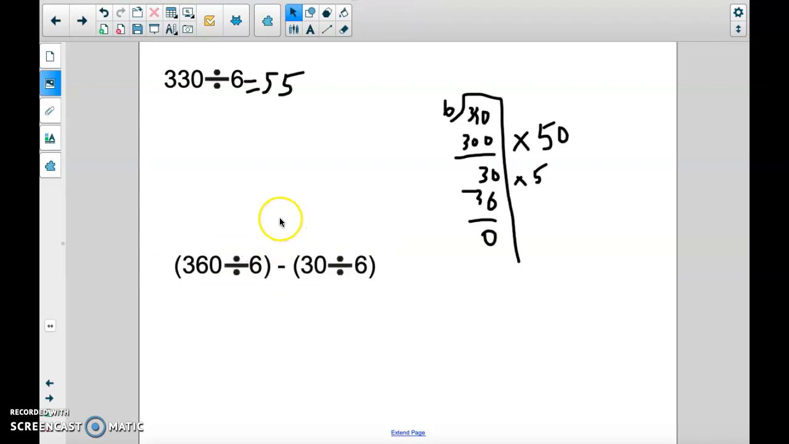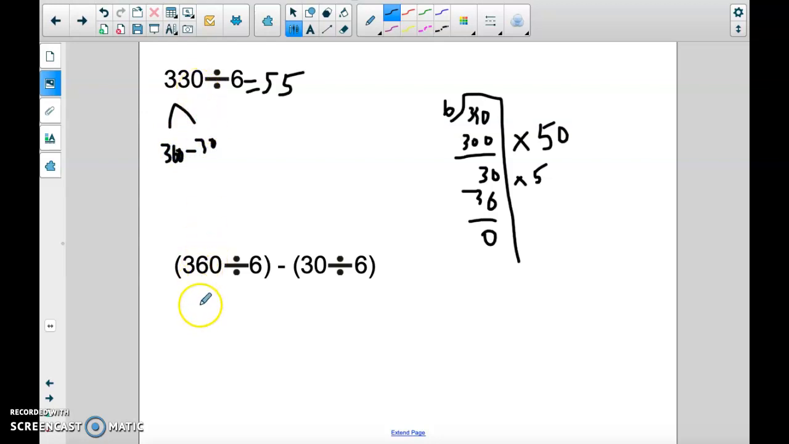Well, similar to the last problem, except 330 would be 360 minus 30, right? Because this would be 360, not plus 30 this time, but minus 30, which gets us 330. And if I knew this was 60, and I knew this was 5, that could very easily get me an answer of 55.